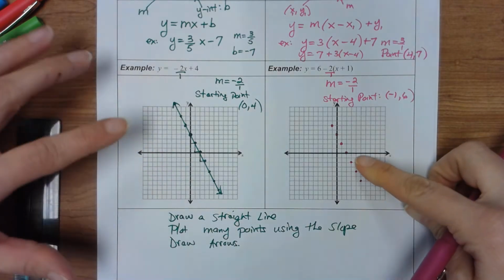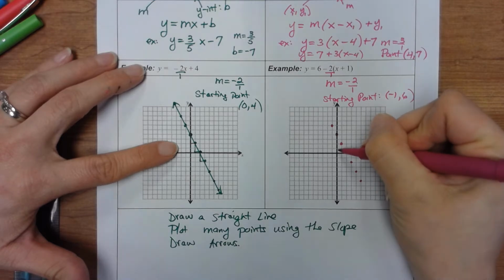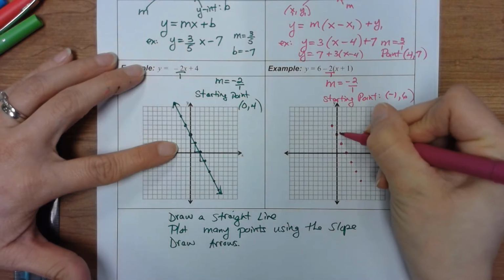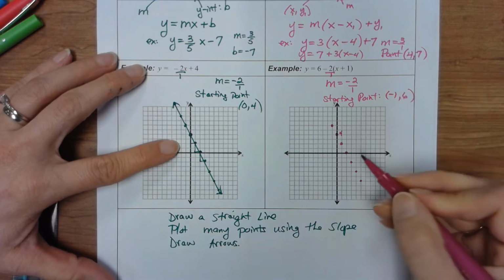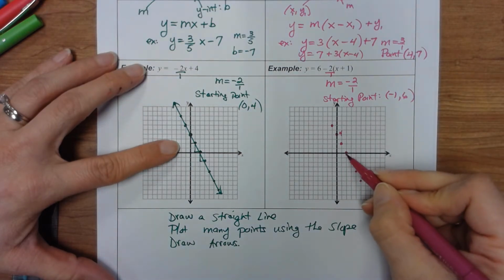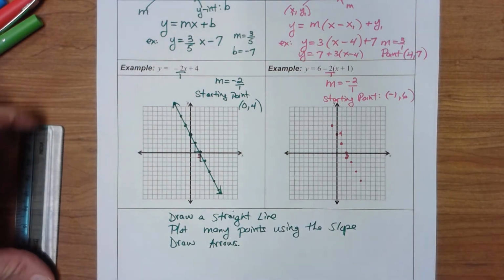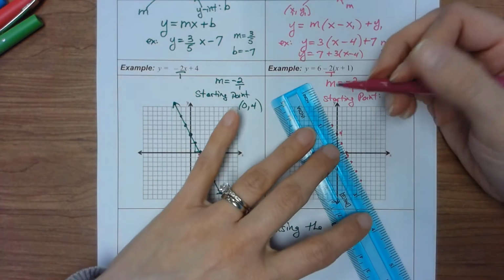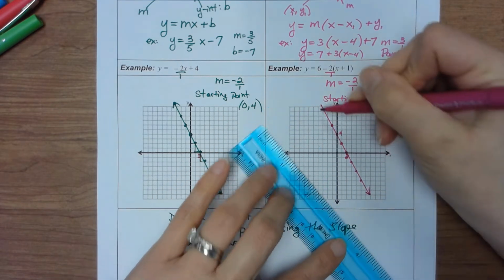Is this the same graph as this one? It touched the y-axis at 1, 2, 3, 4. Look at that. And it's going downhill. It touched the x-axis at 2. Did this line do that? Yeah, it's the same line. Okay, it's a different form of the same equation.